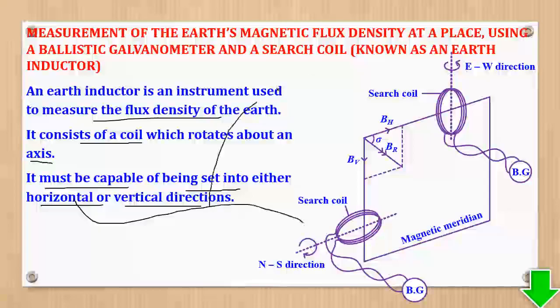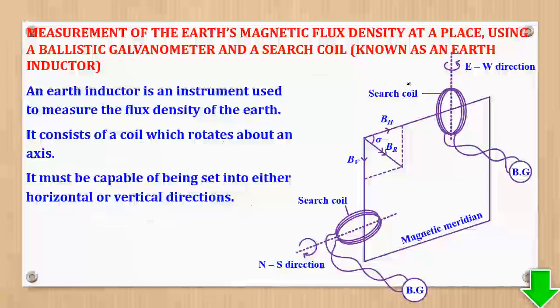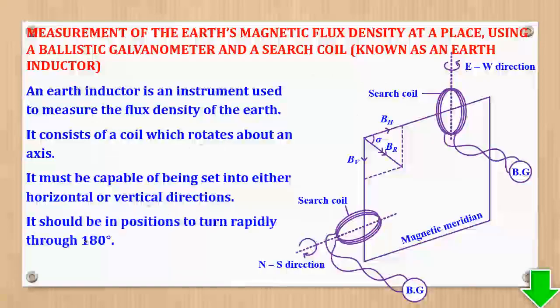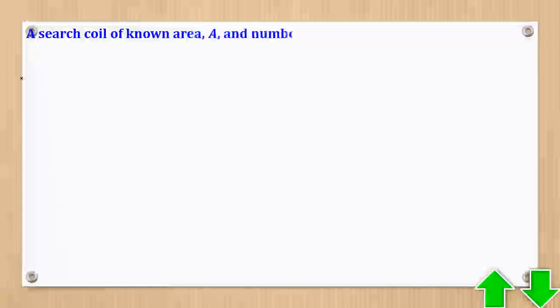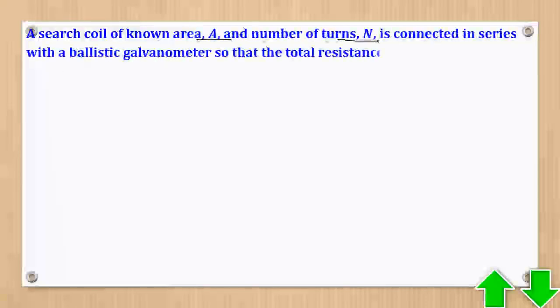Horizontal or vertical directions. And it should be in a position to turn rapidly through 180 degrees. Okay, so such a coil of known area A and number of turns N is connected in series with a ballistic galvanometer so that the total resistance in the circuit is R.